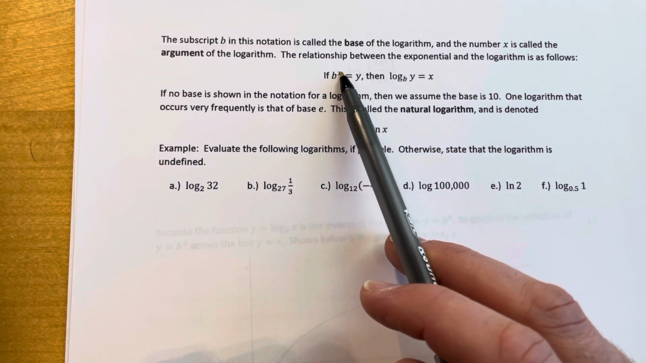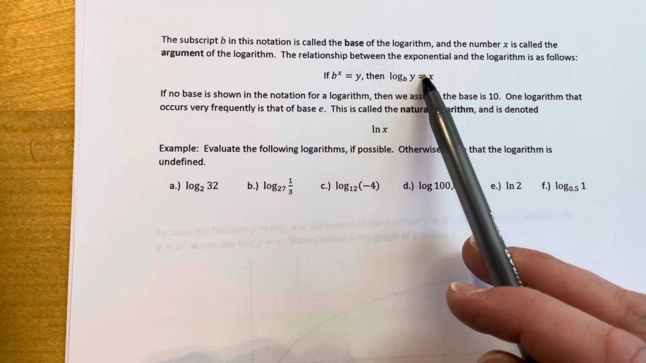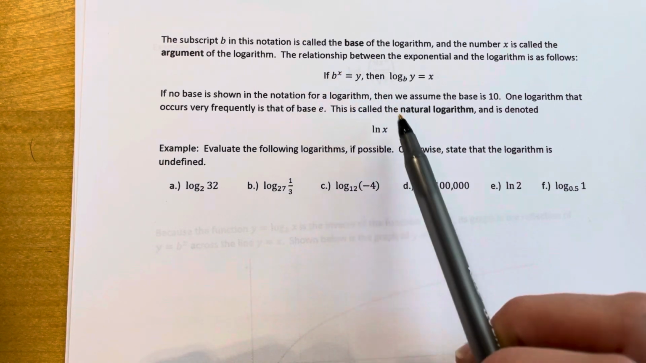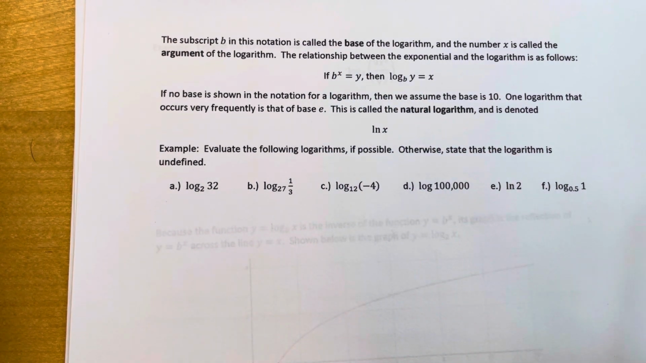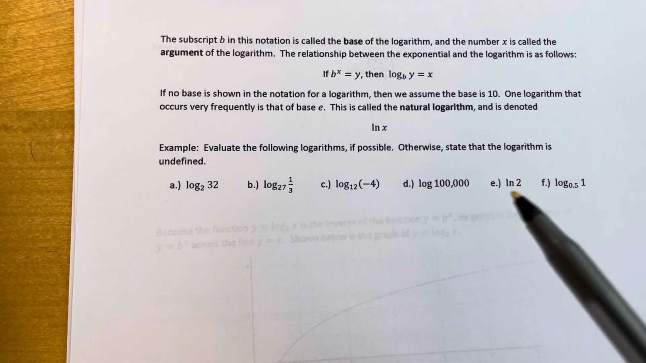So in other words, x is the exponent, y is the power. When I take the logarithm of that power, it leaves me with that exponent. So it tells me what that exponent is when I evaluate. Okay? A couple of other notational things.